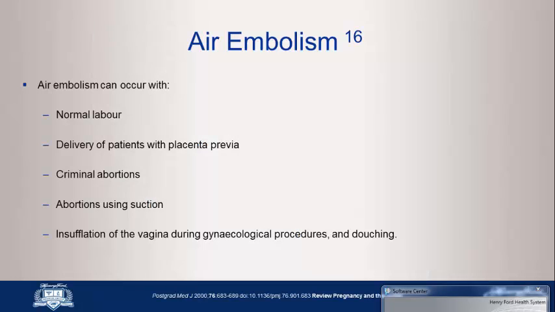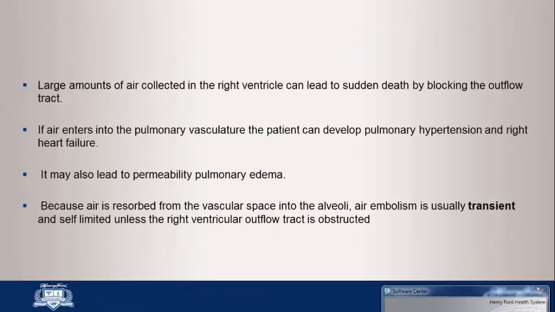Now, air embolism can happen in normal labor, with patients with placenta previa, abortions using suction, insufflation of the vagina during procedures, and douching. A large amount of air collects in the right ventricle, coming up from the venous system. If it obstructs the outflow, it can be fatal and the mother can go into failure and die. If it goes to the pulmonary vasculature, you'll have pulmonary hypertension, RV failure and some pulmonary edema. But luckily, these air embolisms can be resolved very quickly, so these symptoms are usually transient. But if they obstruct the outflow, that's when they become fatal.